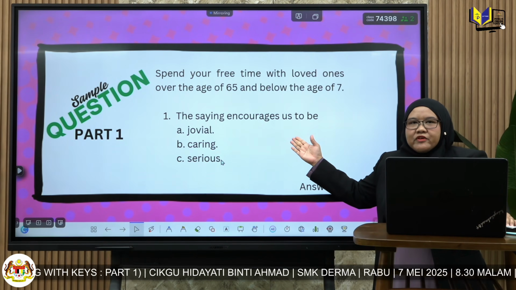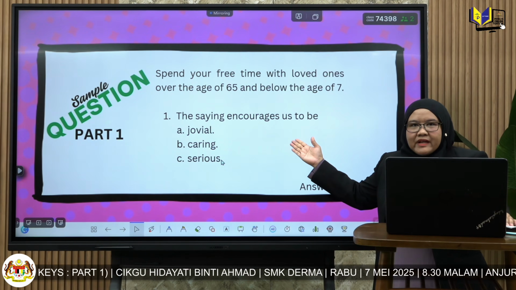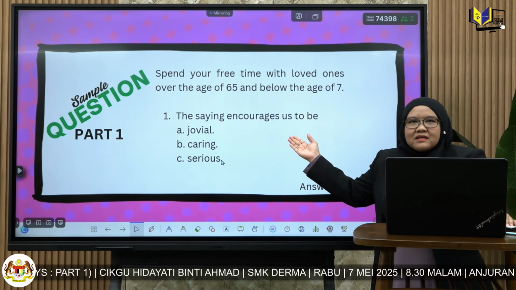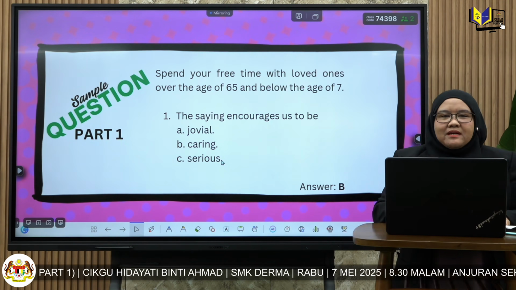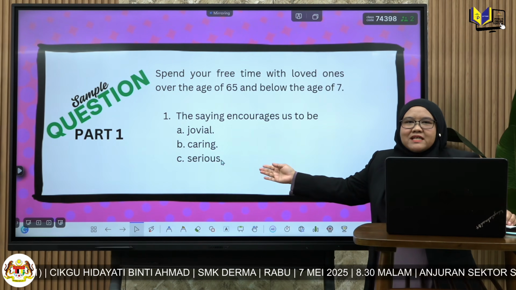Spend your free time with loved ones over the age of 65 and below the age of 7. Question. The saying encourages us to be A, jovial, B, caring, C, serious.